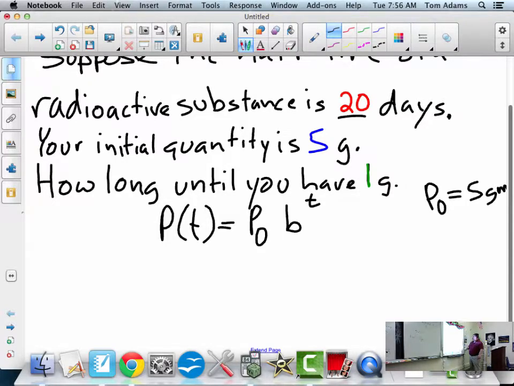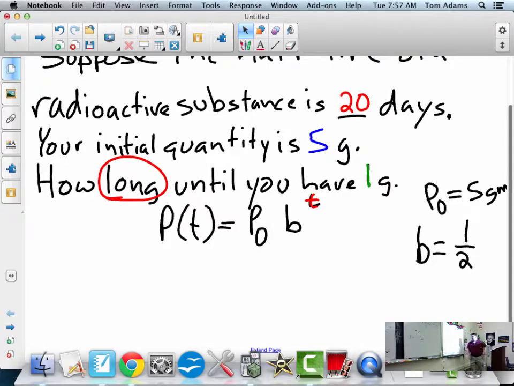We know that the base is what we multiply it by. What do we multiply it by if we're talking about a half-life? 0.5 or 1/2, right? So we know that our rate of change is 1/2. Okay. Time is really the question that they're asking us, right? Time is really what they're asking us. Okay?